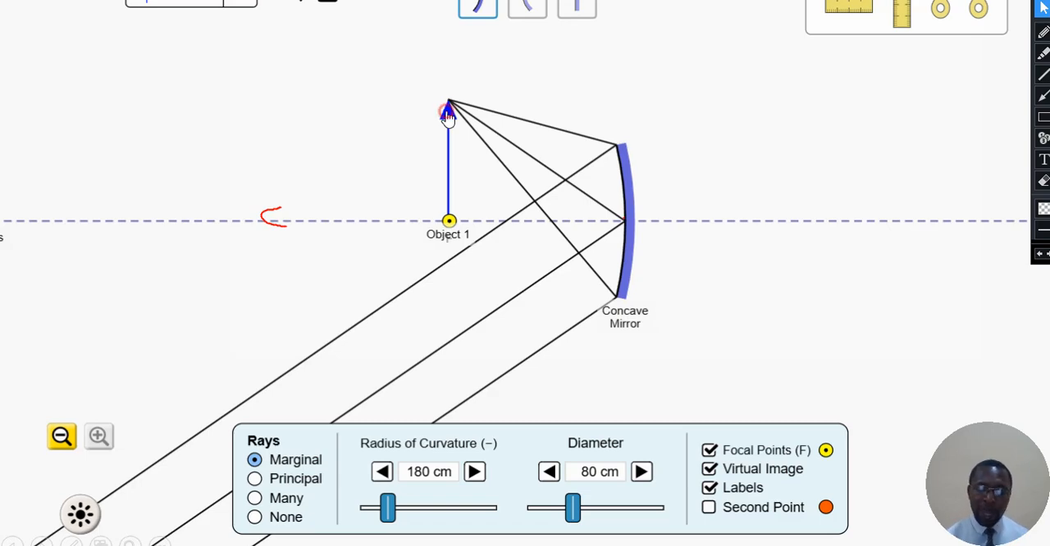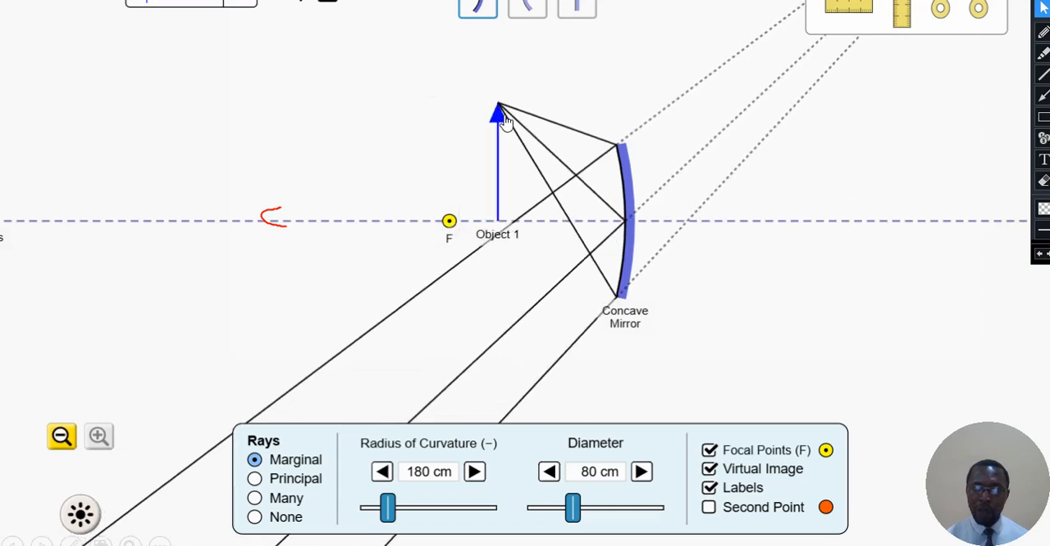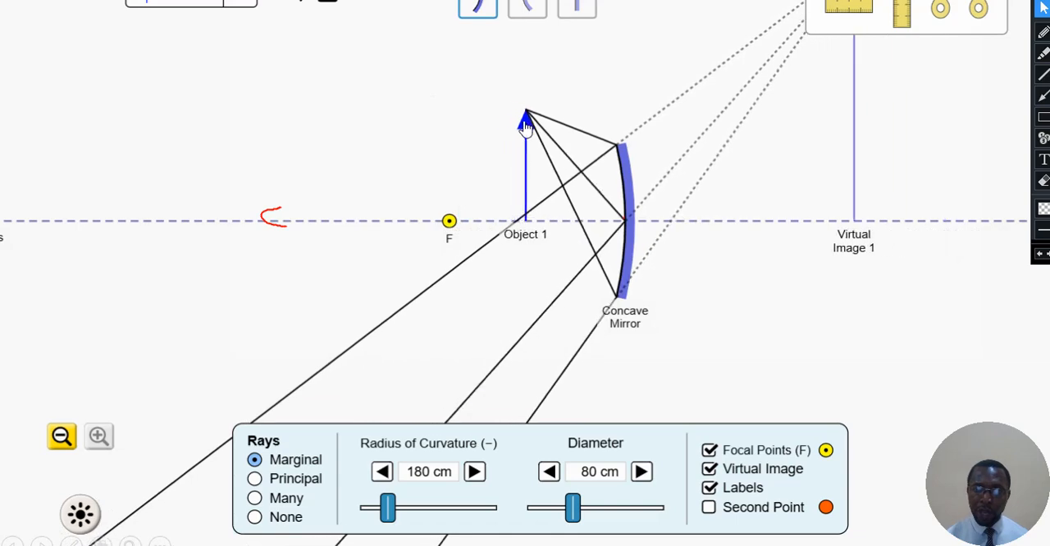But now let's take it a little away from the focal point. When you take it away from the focal point, and you see the image now, the image formed is now behind the mirror, meaning that it is a virtual image, it's not real. Whenever the image is behind the mirror, it's virtual, it's not real. Aside from that, it's also magnified, it's bigger than the object, and it is erect. It's not inverted, it's not upside down.